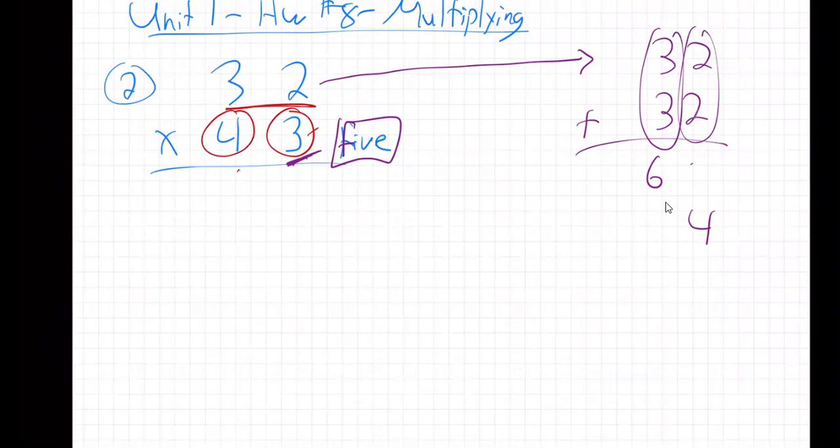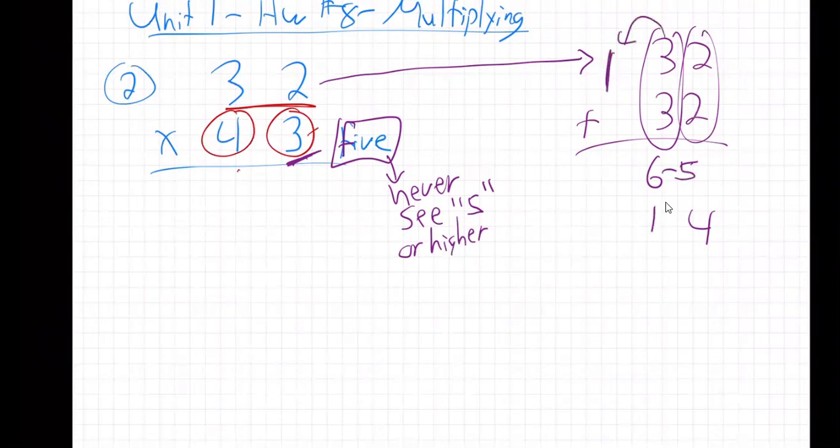In base 5, you're never going to see a 5. You know that, right? Base 5, you're never going to see a 5 or higher. So we can't have a 6. What do? We subtract 5 and carry 1. That leaves 1 here. The next column is also 1. There we go, 1, 1, 4.